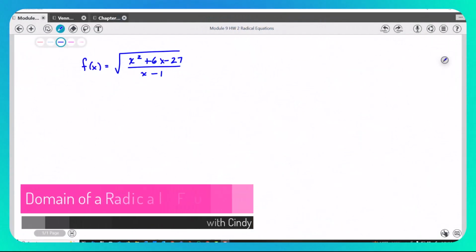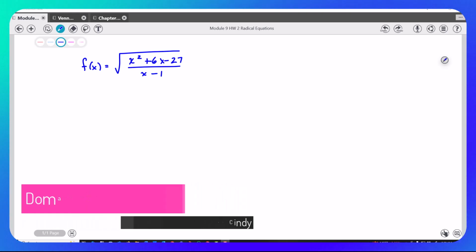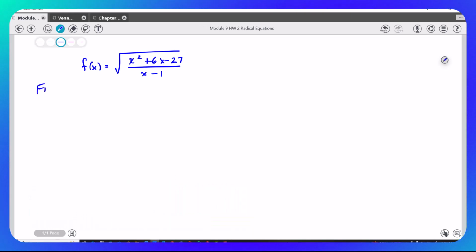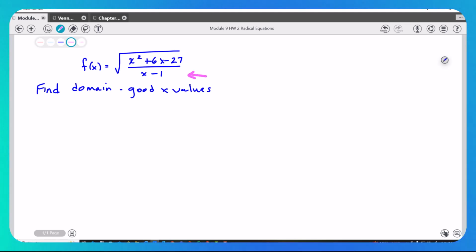All right, we have this radical function, and we know it because of the square root, and we want to find the domain. And remember, when I think of finding the domain, I just always think of good x values. So what are bad x values? Bad x values are values that make the denominator equal 0.